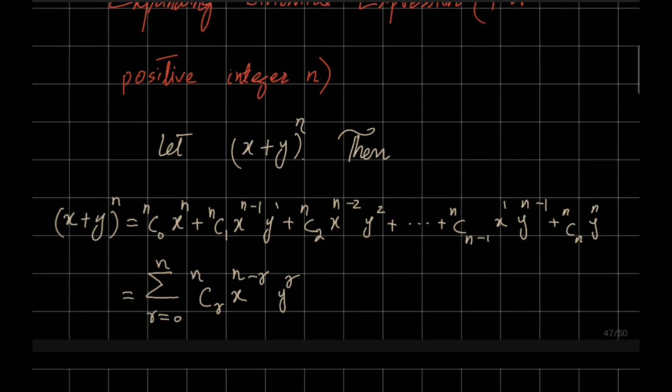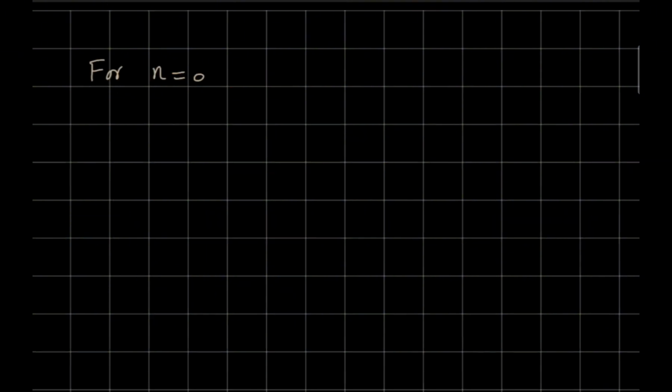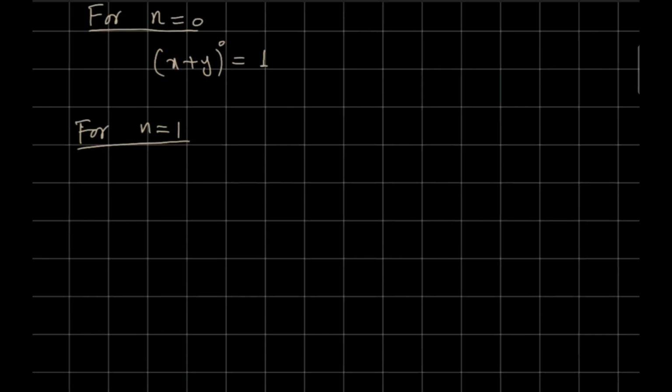Now we will put different values of n and different values of x and y, and we will check what kind of expressions we are getting. So first put n equal to 0, you will get (x + y)^0. You know anything to the power 0 is 1. Okay, let's do the same thing for n equal to 1. So we get again a very simple case, which is x + y.